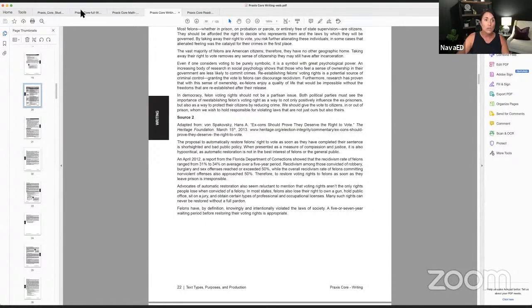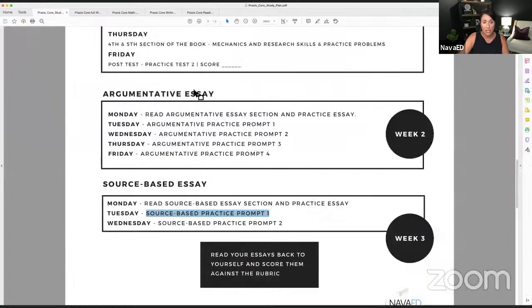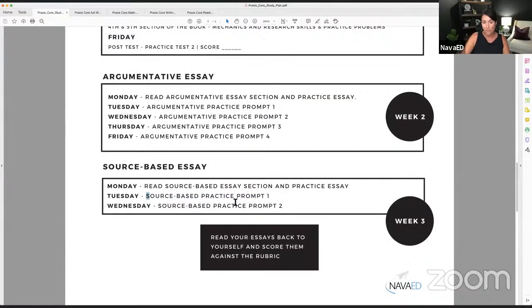Another one. So you really have, let's go back to the study plan, 2 more source-based prompts here. Now, source-based prompts are huge and they're really hard to write. So we only have 2 here in the book, but you can reuse them over and over again. And you can just find 2 opposing opinions and do that.